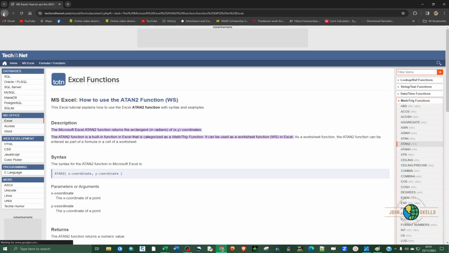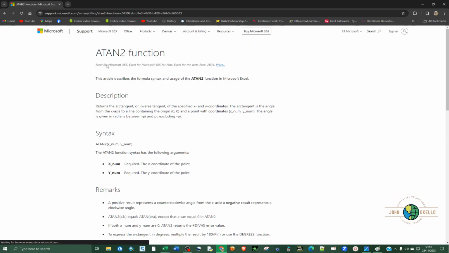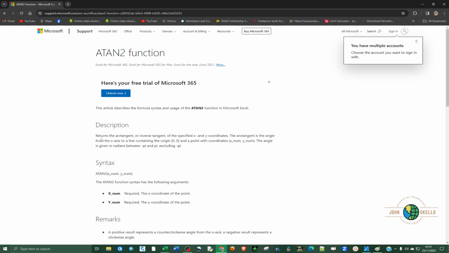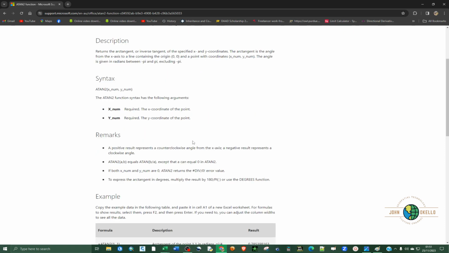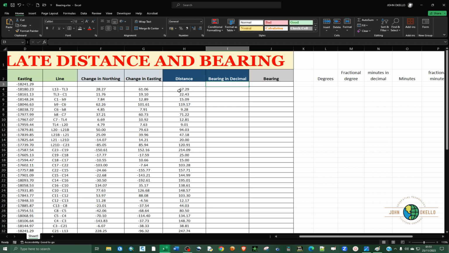So if we open, let me open the Microsoft support. If you read this description about the ATAN2 function, it says that it returns the arctangent, or the inverse tangent, of the specified x and y coordinates. And the last statement says that the angle is given in radians between negative pi and positive pi. So the moment we insert that formula, you only need to specify the change in northing and the change in easting inside that ATAN2. So we are going to write that formula.